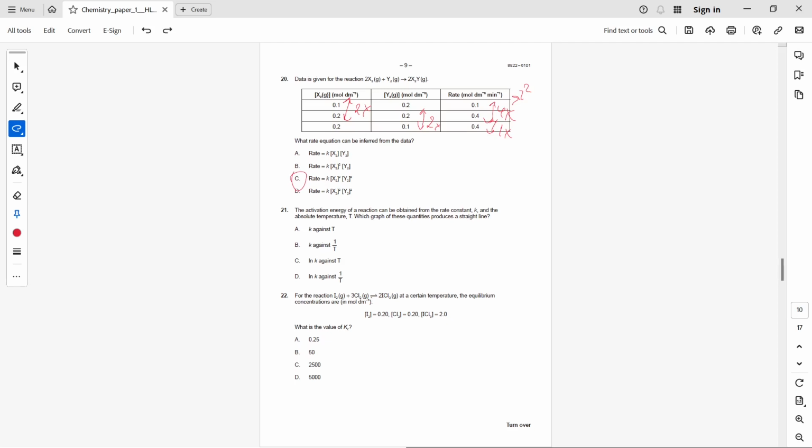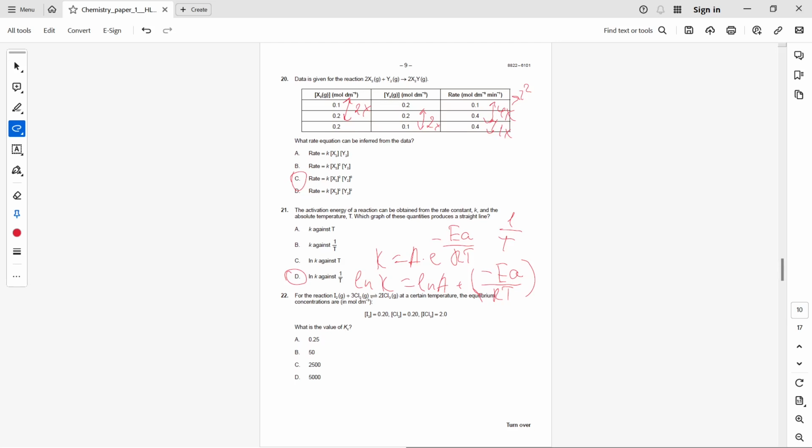For the activation energy we have k equals A times e to the power minus energy of activation divided by RT. We can take natural log, so it's going to be ln A plus minus energy of activation divided by RT, and this is just the linear equation. If we set 1 divided by T as x and ln k is y, the answer is D.